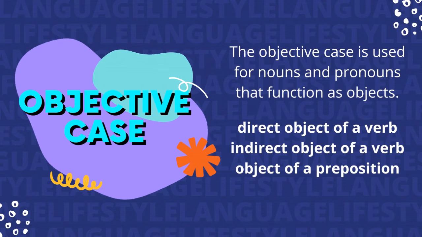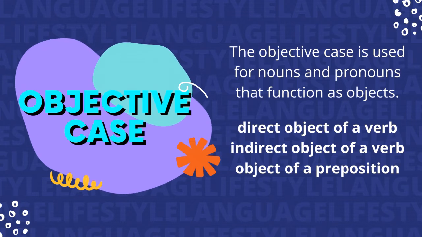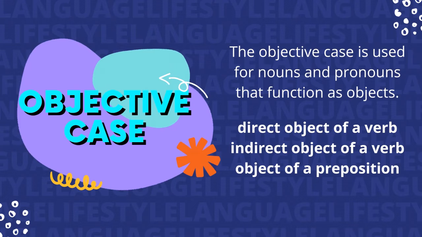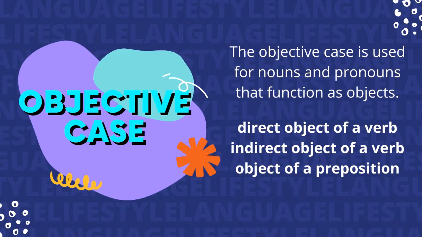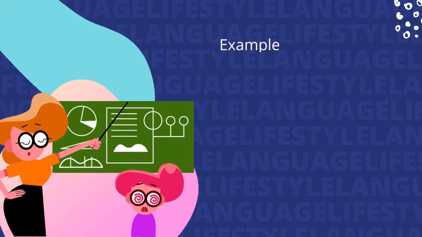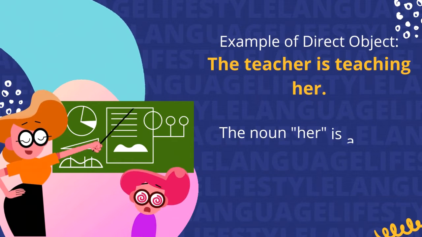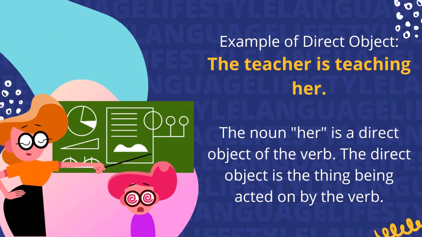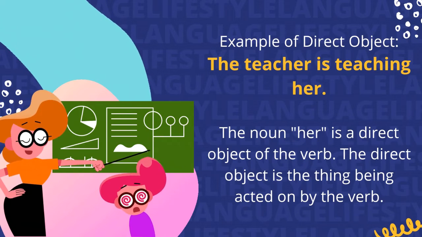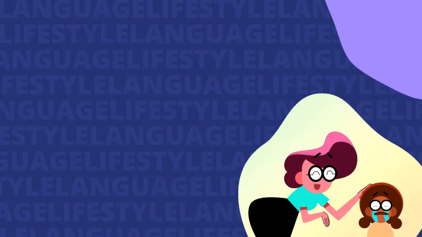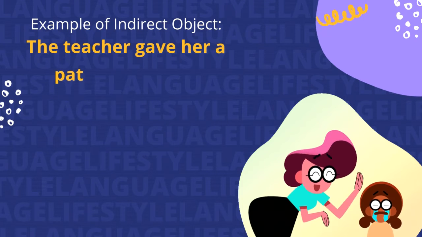What is an objective case? The objective case is used for nouns and pronouns that function as objects. There are 3 objects in the objective case: direct object of the verb, indirect object of the verb, and object of a preposition. Here's an example of a direct object. The teacher is teaching her. The noun her is the direct object of the verb. The direct object is the thing being acted on by the verb.